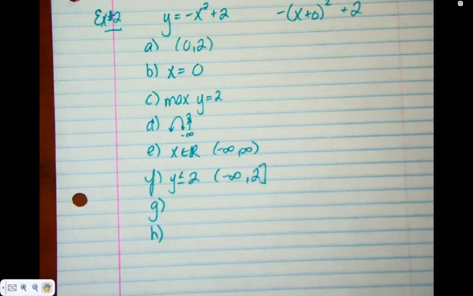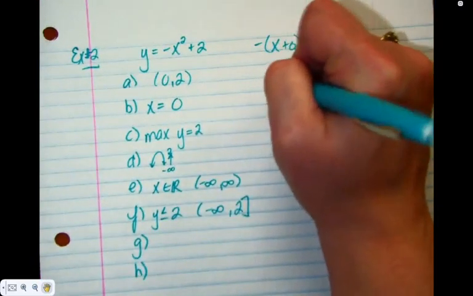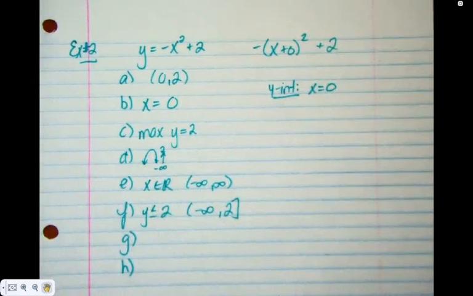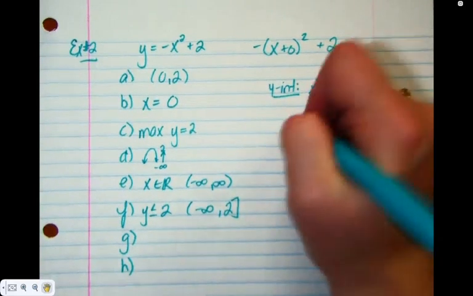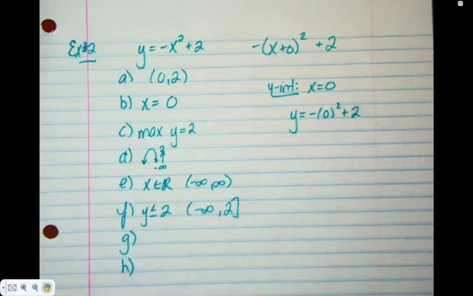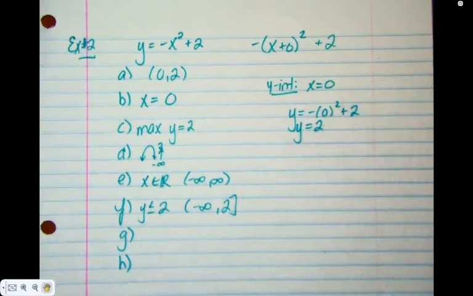Questions so far? How much work was involved with that? Not a lot. These are the two you got to work for. So y-intercept first. And y-intercept is where we set x equal to 0. Negative 2.